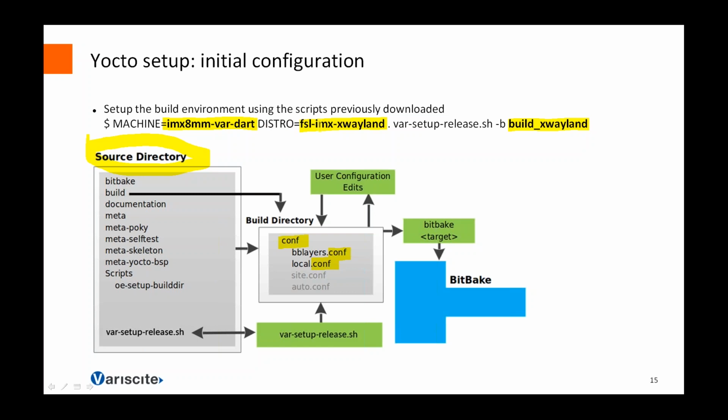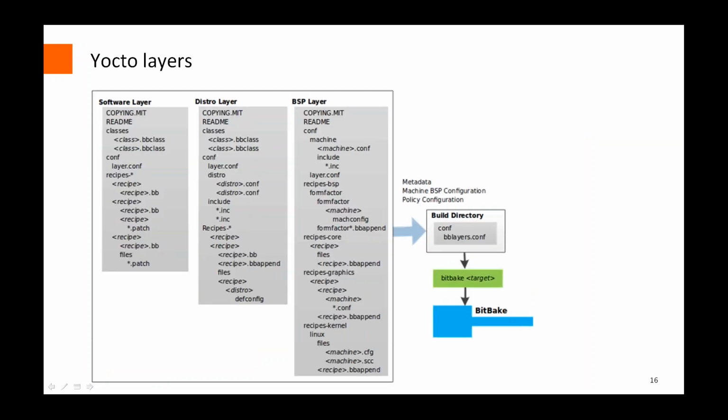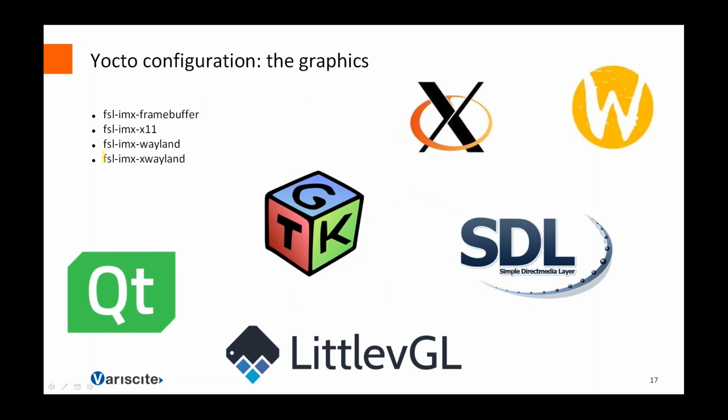Much more than a distribution, here it is intended as graphical backend. And by graphical backend, we intend whatever we are using to access the graphics capability. Those are the distros available for the i.MX 8 family: FSL IMX Wayland and FSL IMX X Wayland.